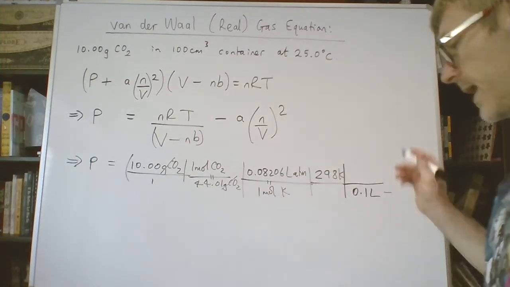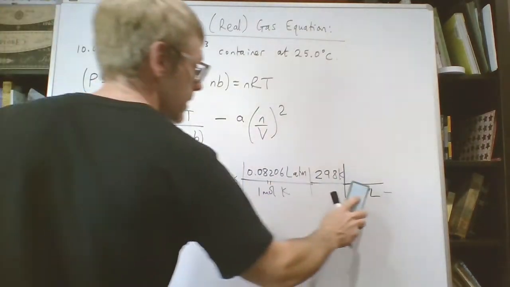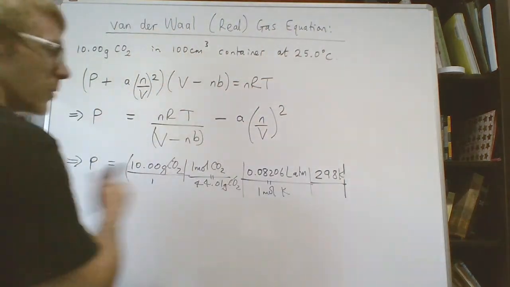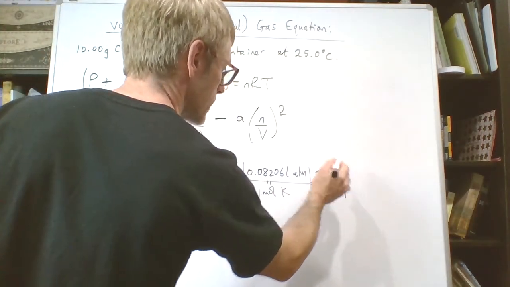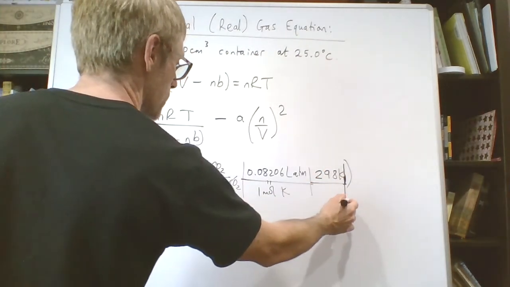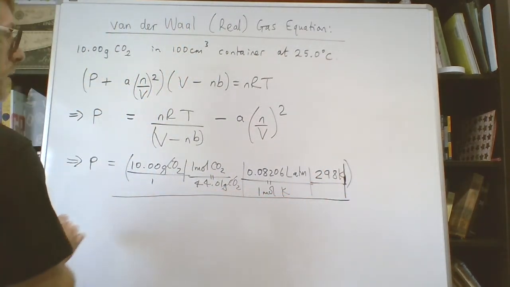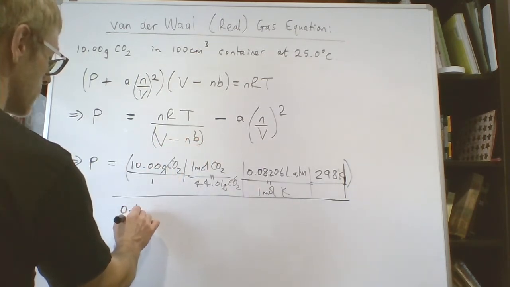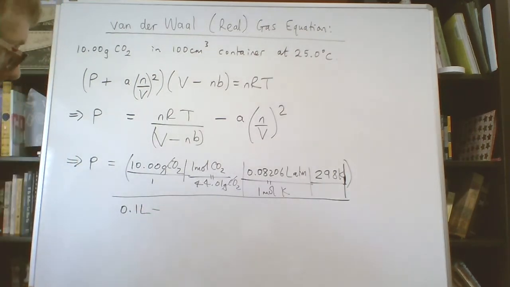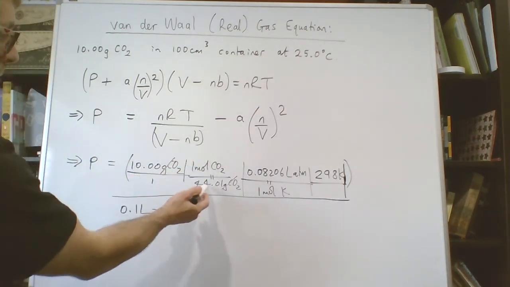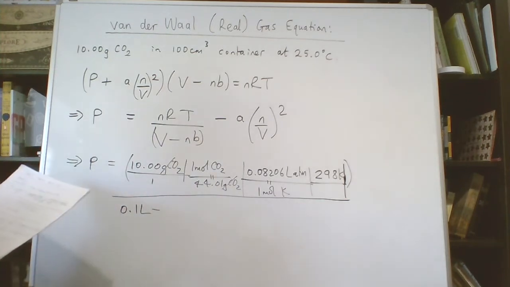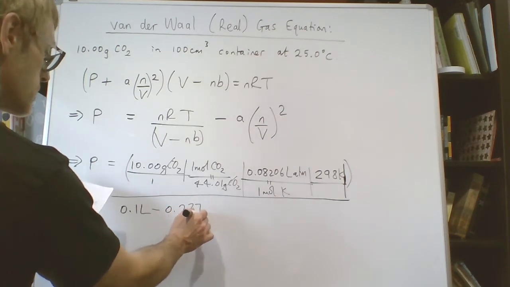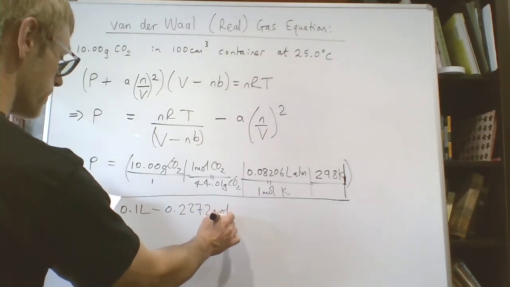So moles, now I've run out of space. So I will go ahead with plan A. Lesson to self, always follow plan A. So let's divide the whole thing here. Okay, so 0.1 liter minus moles. Now, if you actually do 10 divided by 44.01, that will give us the moles. I'm going to tell you that that is 0.2272 mole of CO2.